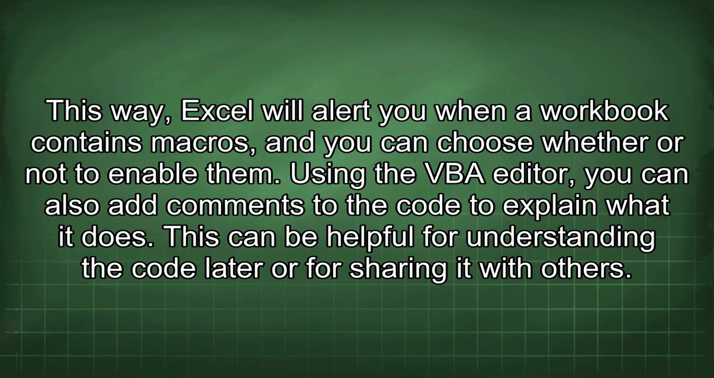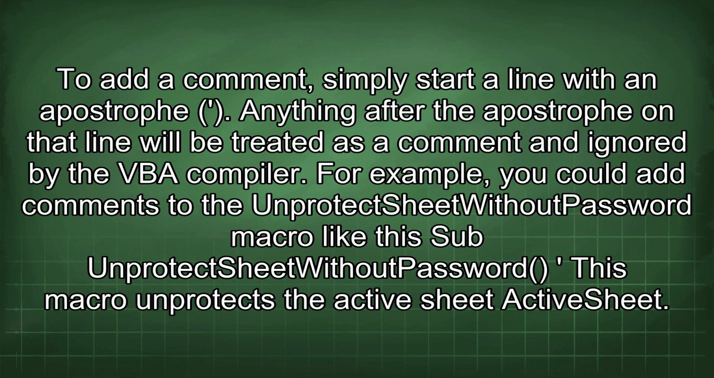Using the VBA editor, you can also add comments to the code to explain what it does. This can be helpful for understanding the code later or for sharing it with others. To add a comment, simply start a line with an apostrophe. Anything after the apostrophe on that line will be treated as a comment and ignored by the VBA compiler.